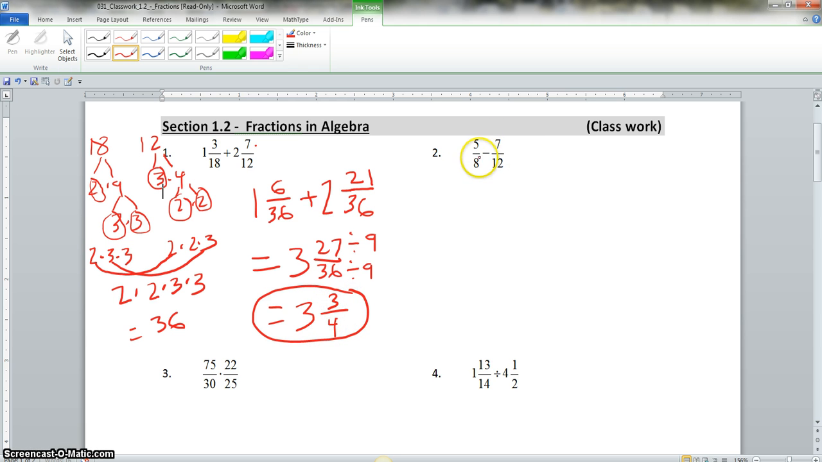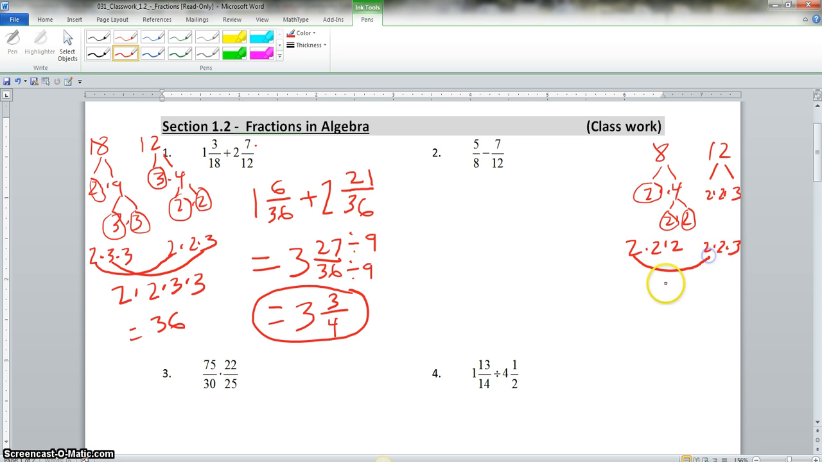Now we come here to 5/8 minus 7/12. Now we can go off to the side and find the prime factorization. We know the prime factorization of 8. We add 2 times 4. 2 is prime, 4 is not, and 4 breaks down to 2 times 2. So we'll have 3 2's for our 8. Now for 12, we already found the prime factorization of 12 over here, which was 2 2's and a 3. So we'll bring that down here.